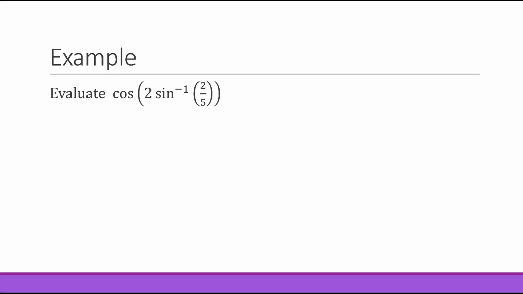So instead, I'm going to recognize that sine inverse of 2 over 5 is an angle. The answer would be some angle, let's call it theta. So I'm going to write this as cosine of 2 theta. Now I know that theta is equal to sine inverse of 2 over 5.